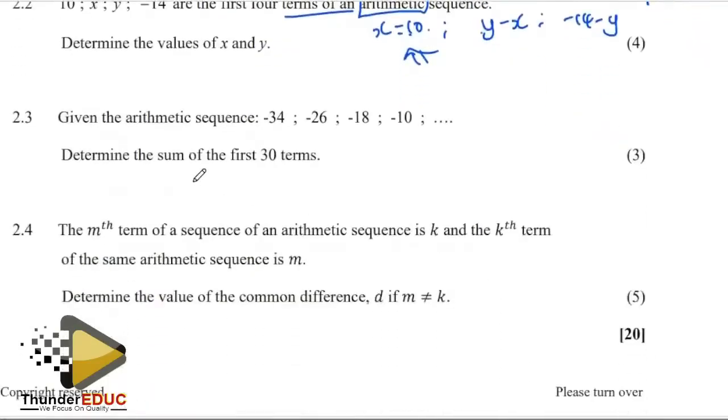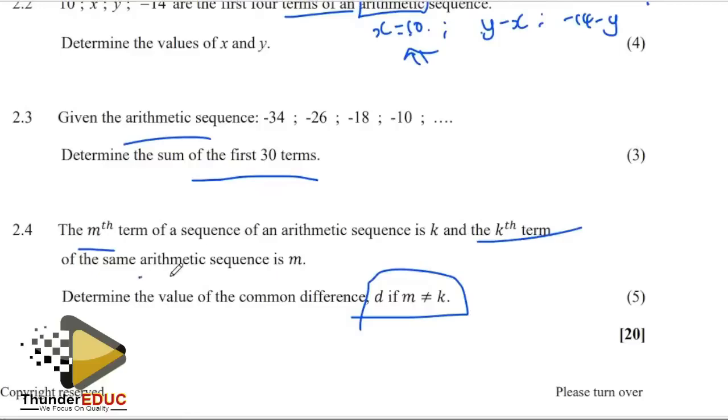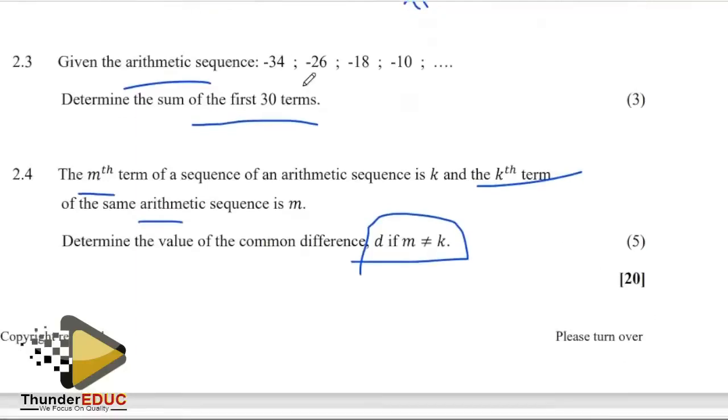2.3, just the same thing, determine the sum. So it's arithmetic, use the sum for arithmetic. And then the mth term of a sequence of arithmetic is k, the kth term is m, determine the common difference. So in this case, use the Tn's, since they say the mth term, the kth term of what? Of an arithmetic. Use the Tn of an arithmetic, and then we're good to go. All right, so we move on. So that is sequences and series or number patterns.